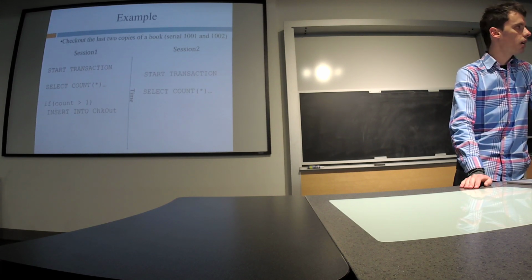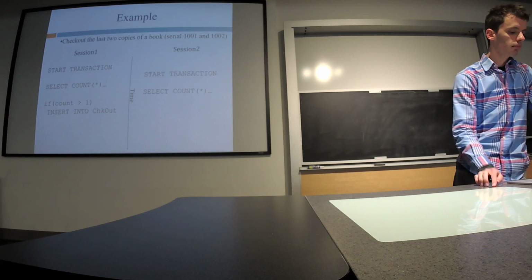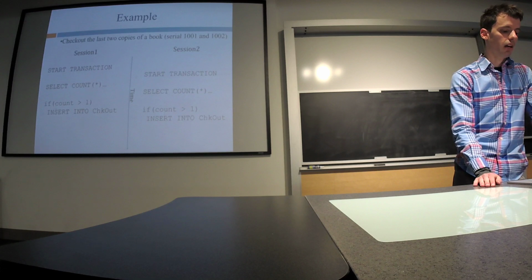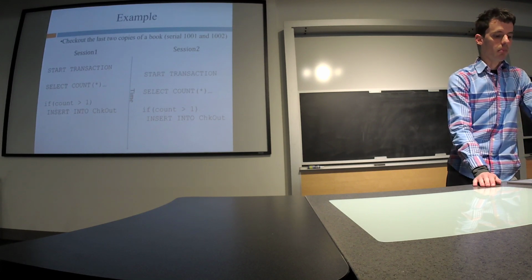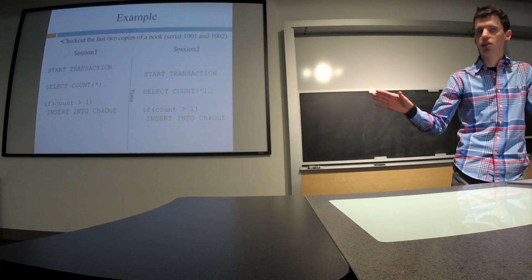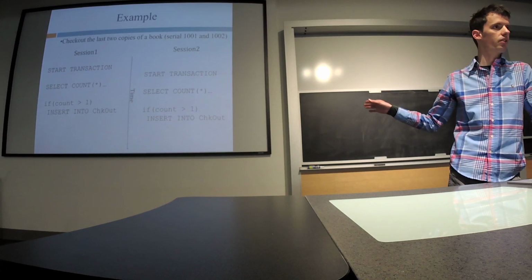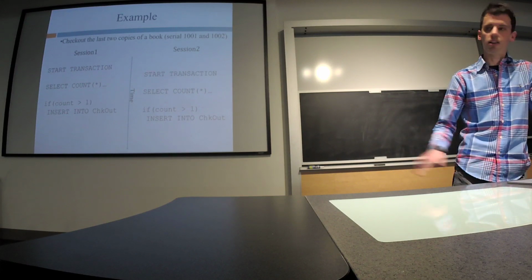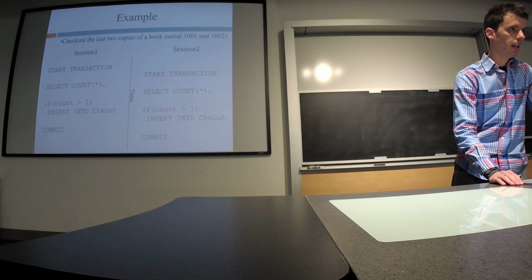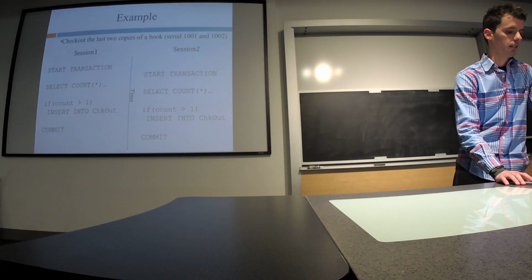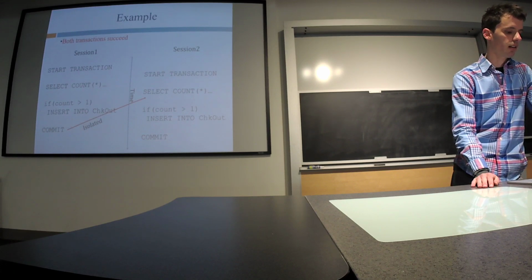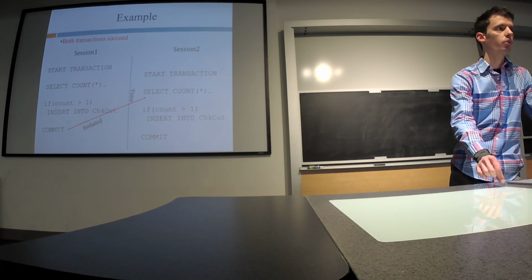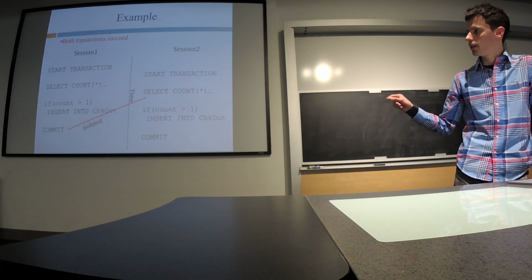Then let's say session 1 checks its count, followed by an insert. Session 2 checks its count, but that insert from session 1 had no effect on session 2. They are isolated. So it checks its count, it's fine, does its own insert, and then they both commit. The problem is this commit, the insert did not happen. The insert was isolated until the commits happen.